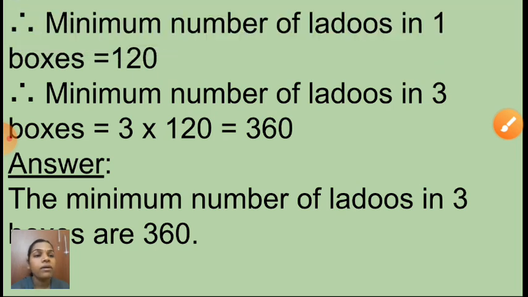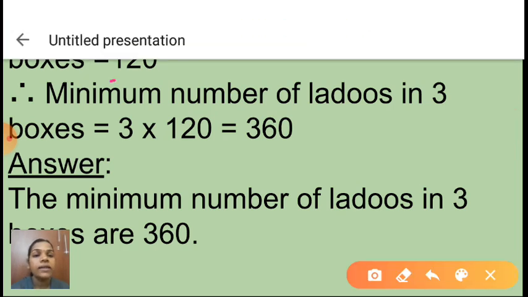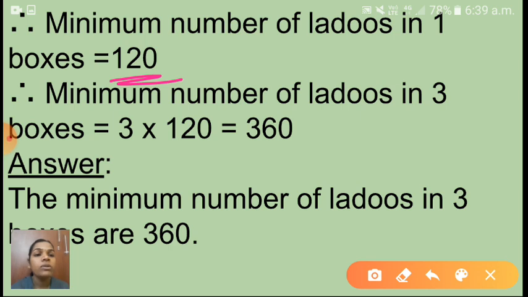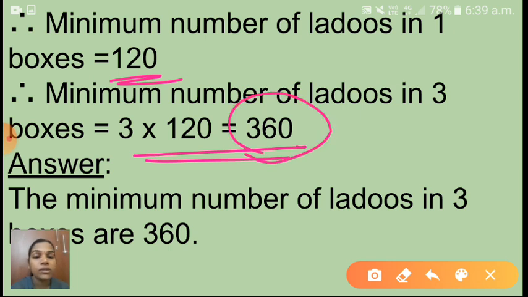Yes, the minimum number of laddus in one box is 120. So the minimum number of laddus in 3 boxes is 3 into 120, that is 360 laddus altogether. So your final answer is, the minimum number of laddus in 3 boxes is 360. Understood, children? Each box contains 120 laddus, so 3 boxes together have 360 laddus. Understood? Shall I go to the next one now?